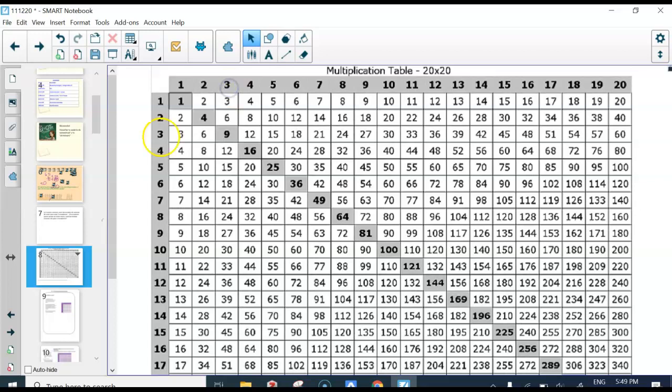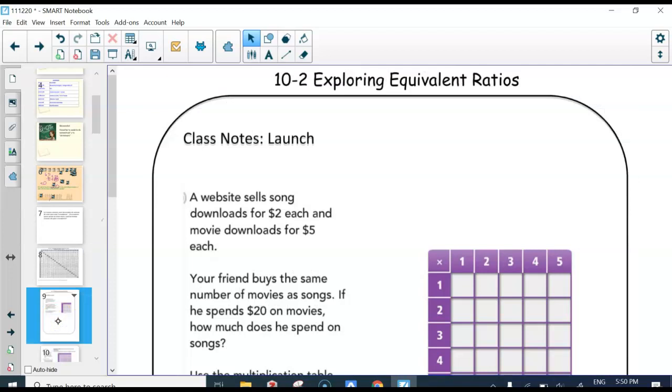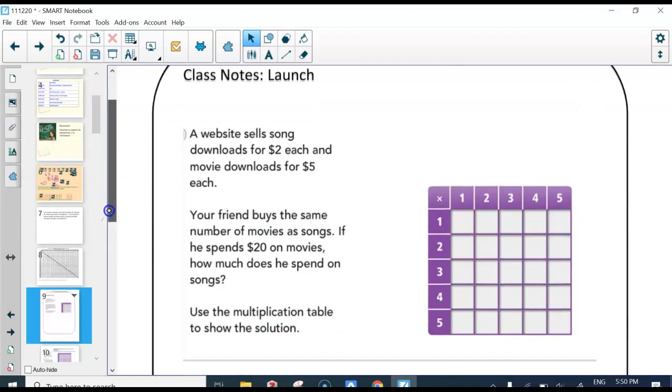So if I want 3 times 3, 3 times 3 is 9. If I want 7 times 8, 7 times 8 is 56, okay? We're going to use this multiplication table to help us find equivalent ratios, okay? So first thing, we did a class lunch.